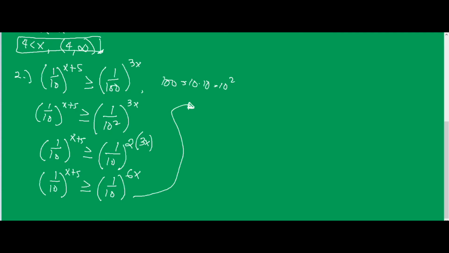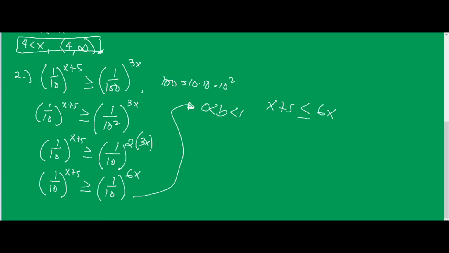Since our base is between 0 and 1, okay, yung ating inequality symbol ay magre-reverse direction. So, si x plus 5 ngayon ay magiging less than or equal kay 6x. Kung kanina sa given siya ay greater than or equal, magiging less than or equal na siya base sa ating base na between 0 and 1.